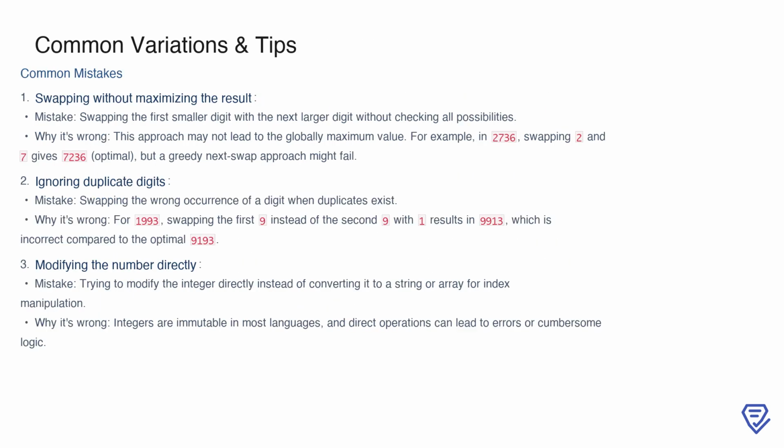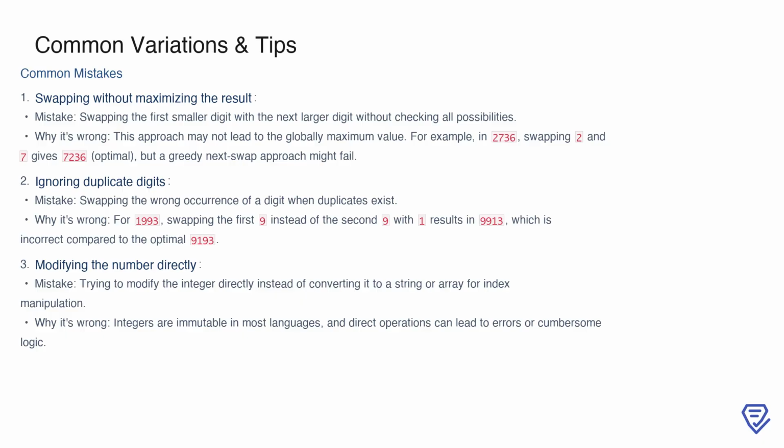Common mistakes in solving the maximum swap problem often stem from overlooking key nuances. For example, one frequent error is swapping the first smaller digit with the next larger digit without fully evaluating all possibilities. This approach might seem intuitive but can fail to produce the globally maximum result. Consider the number 2736. Swapping the 2 with the 7 yields the optimal answer, 7236. However, a short-sighted greedy approach could miss this opportunity.